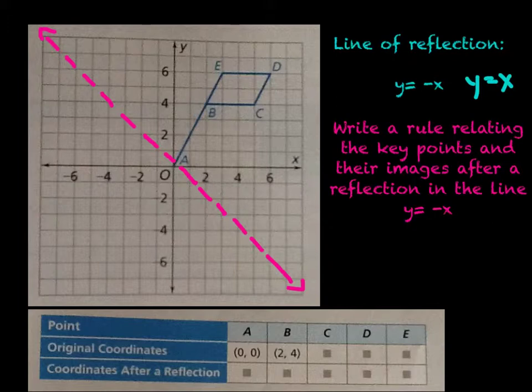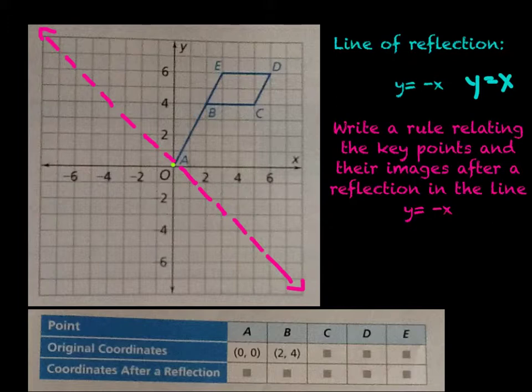That means any point that is on the other side is going to have to be reflected across that line. So A, as we notice, it still stays right there on that line of reflection. It's not going to change. However, our B, that's going to change. Our E is going to change. Our C and our D are going to change. So let's see how they do that.